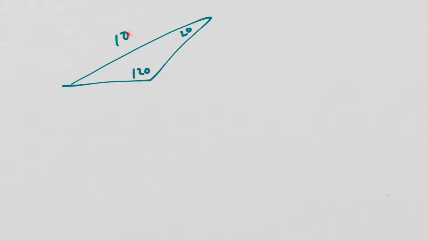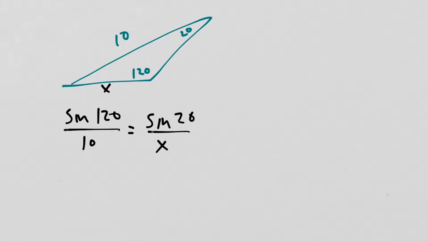If we use the 10, we would need side, angle, side. We don't have those. If we wanted to use angle 120, we would need to know these two sides. But this is where the law of sines can come into play, because we have the sine of 120 degrees is to 10 as the sine of 20 is to x. And we'll say x is down here.